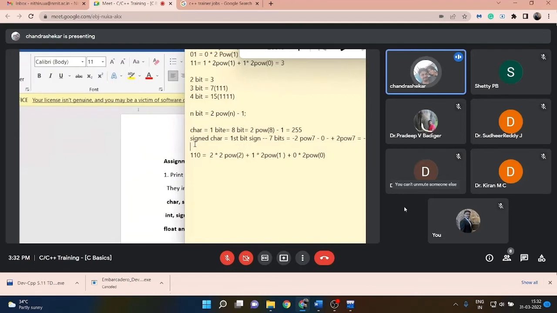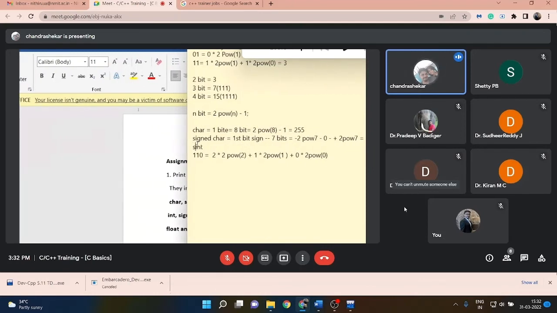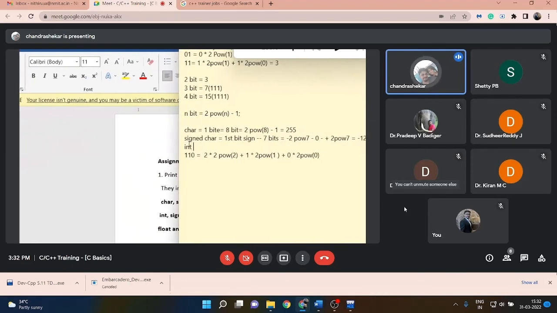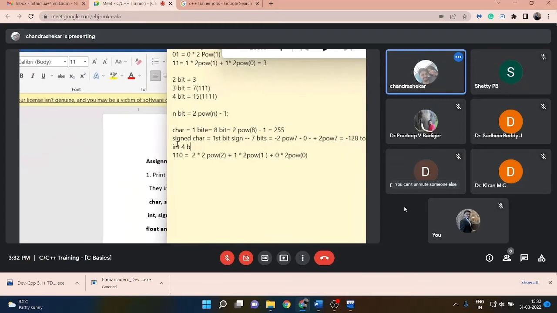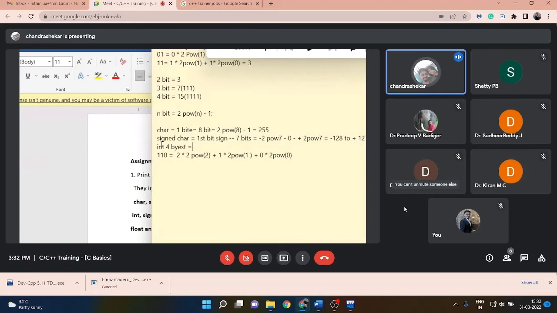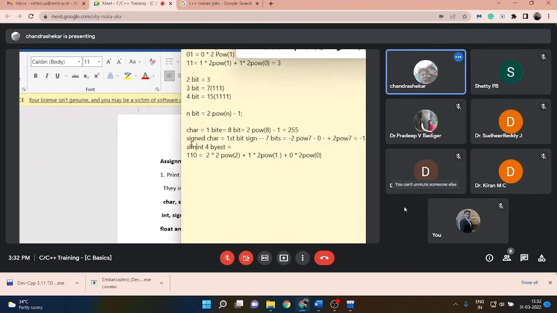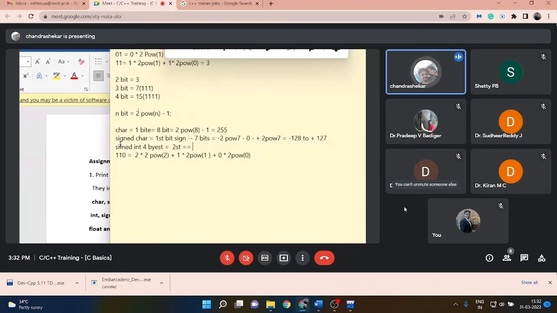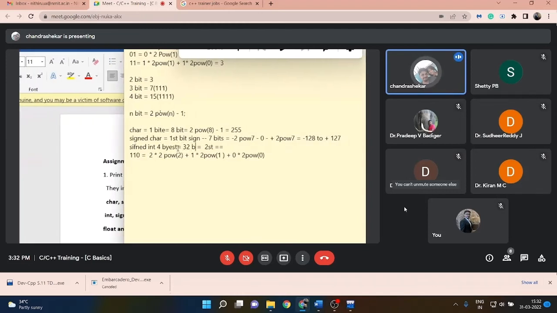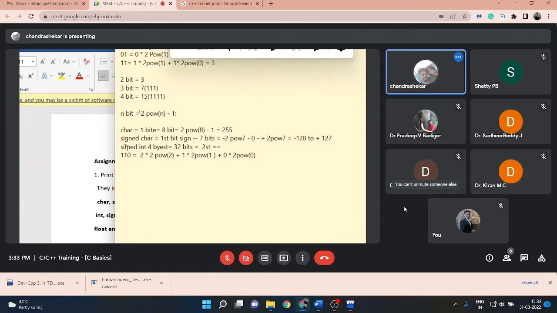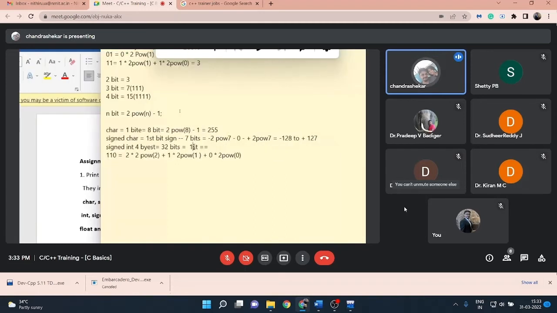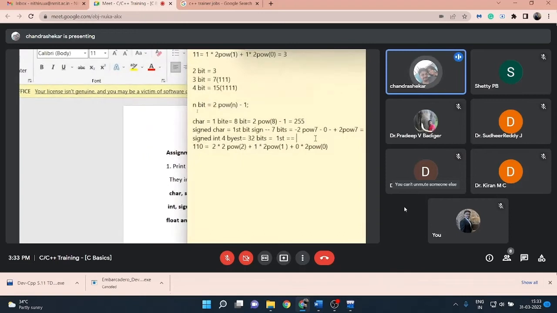Consider int. Normally an integer takes 4 bytes. If it is a signed int, the first bit is used for sign, and the remaining bits represent the numbers. 4 bytes means 4 times 8, which is 32 bits. A signed int is a 4-byte number, which is 32 bits. The first bit is the sign bit. You're able to follow it, right?